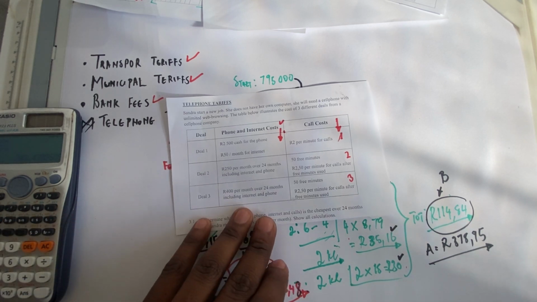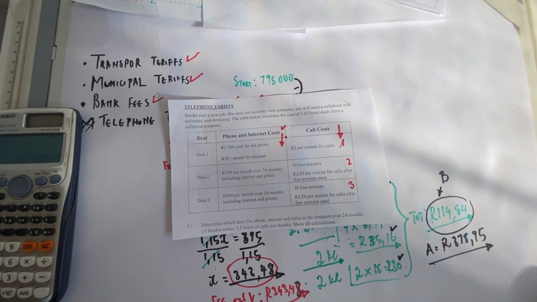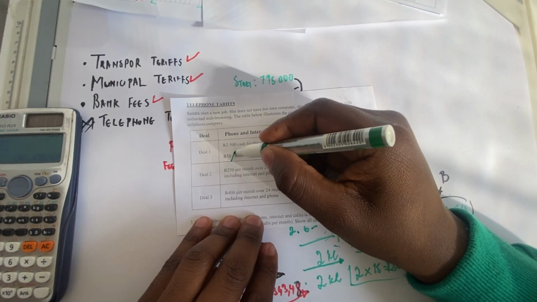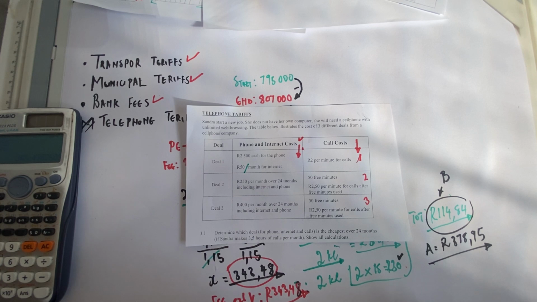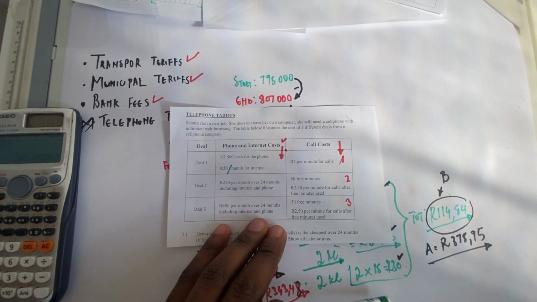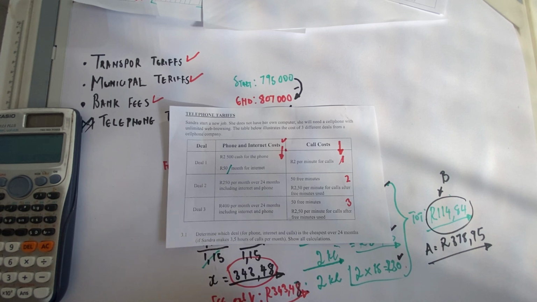They say 2,500 cash for the phone. That is what you're being charged. And then you are going to be charged 50 rand per month for internet. So when you want to use the internet, every month you're going to be charged 50 rand, and then you can use your internet after paying that 2,500 cash, the expected cash. So now the calls, you are going to be charged at 2 rand per minute for calls.